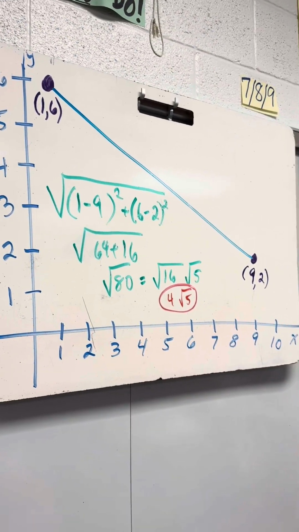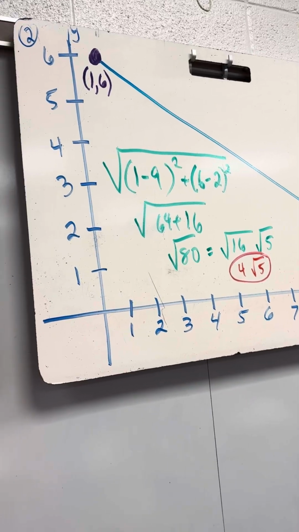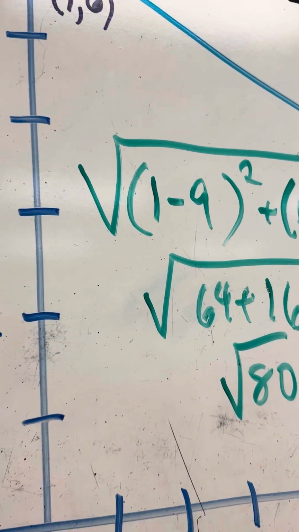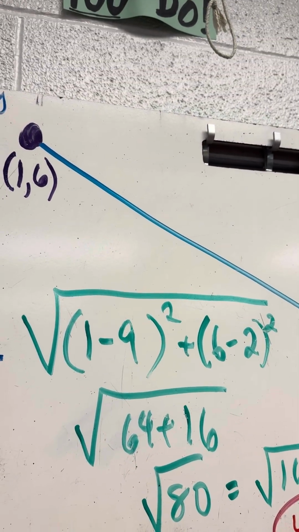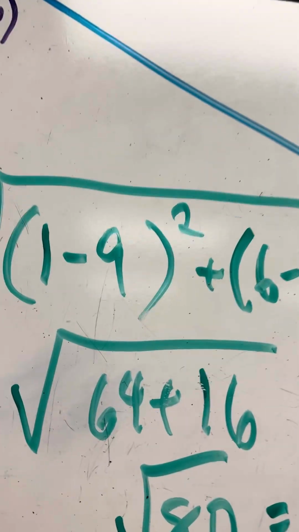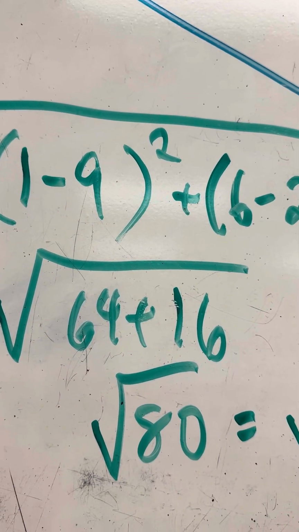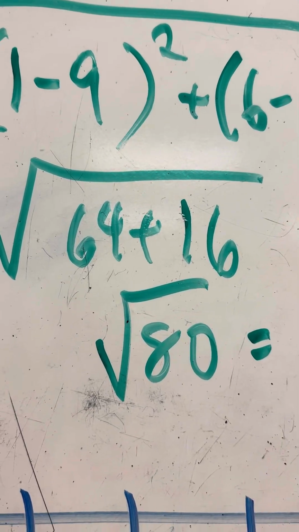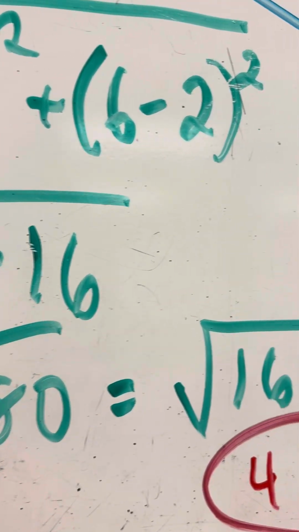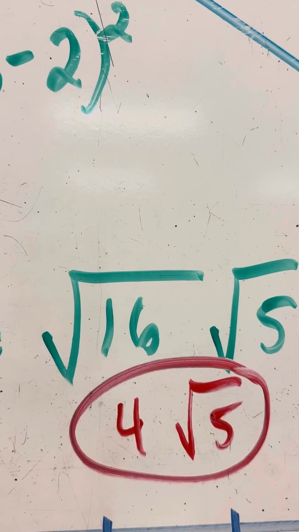What's the distance between 1, 6 and 9, 2? All right. We do this formula. We take 1 minus 9 squared and 6 minus 2 squared. You get 1 minus 9 is negative 8. Negative 8 squared is 64. 6 minus 2 is 4. 4 squared is 16. 64 plus 16 is 80. Uh-oh, what perfect square goes into 80? 16 times 5. Square root of 16 is 4, so your answer is 4 square root of 5.